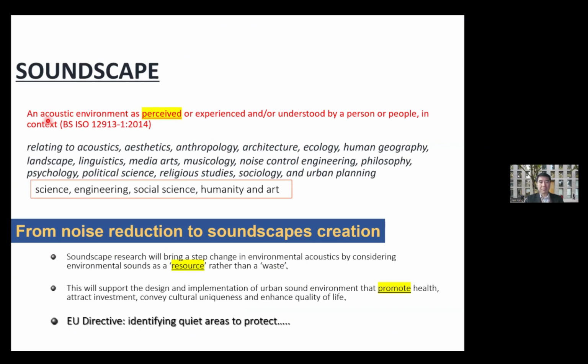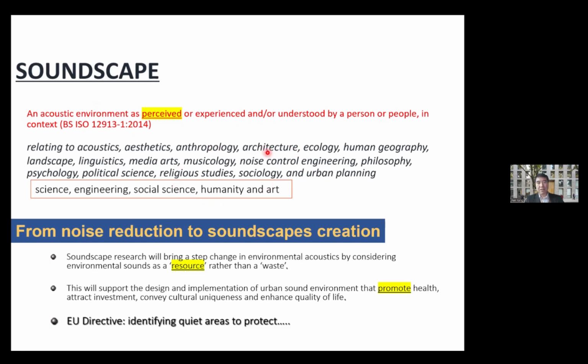Therefore, over the years, we, together with many colleagues, defined the soundscape as the acoustic environment as perceived or experienced and understood by a person or people in context in a certain environment. This was the ISO definition of soundscape. So this moves a step forward from the traditional acoustic environment, which just considers decibel level, to human-centered design, which is pushed by the EU directive on protecting quiet areas.